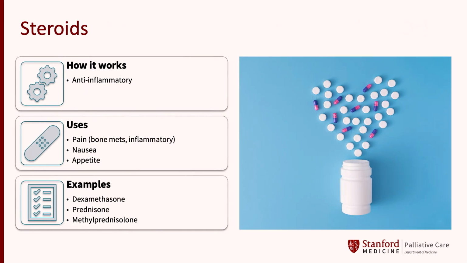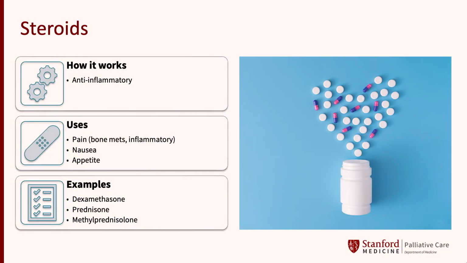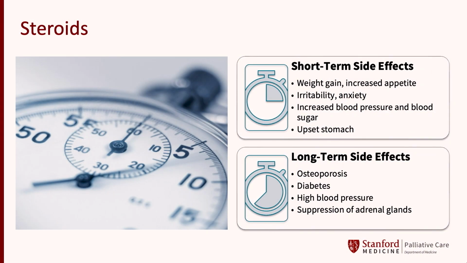We'll move on to our next potent anti-inflammatory, which are steroids. Steroids can be used for actually a lot of different problems. Pain is one of them. We use them a lot for bone-related pain, or if there are metastases to the bone, and for any pain that might be inflammatory. We sometimes will use steroids for nausea and to help stimulate appetite. Some examples are things like dexamethasone, prednisone, methylprednisolone. These too come with some side effects, and we tend to think about them as some short-term side effects, and there are some longer-term side effects.